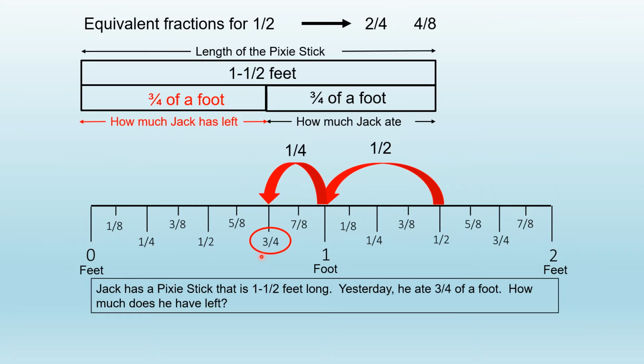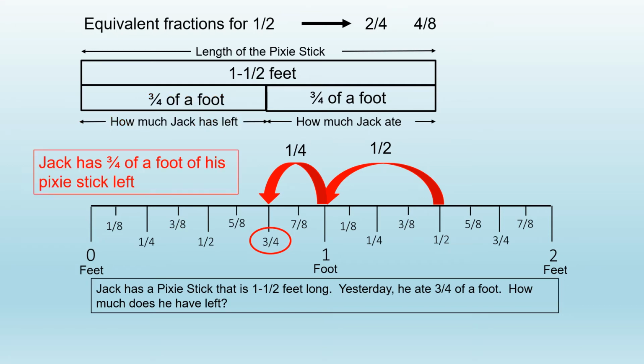We ended at 3/4 of a foot, so I have circled that. This is how much Jack has left of his pixie stick. So I have written 3/4 of a foot in this box for how much Jack has left. So I'm going to write our answer here. It says Jack has 3/4 of a foot of his pixie stick left.